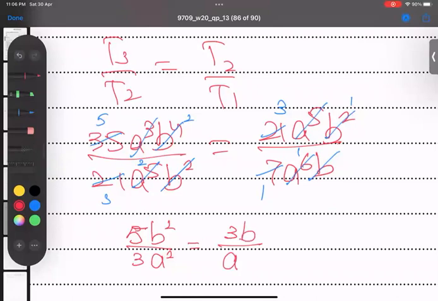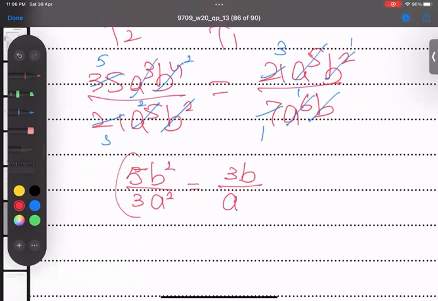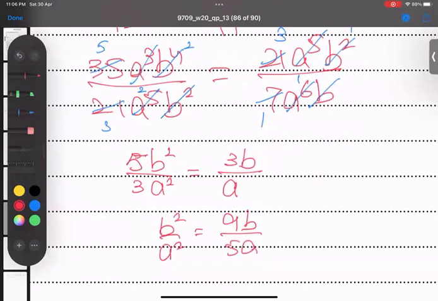Now how to do it? First of all, these numbers 5 by 3 go on the other side. Best idea, first you bring the numbers to the other side. b square by a square equals this 3 multiplied there. I get 9b over 5a. This job is also done.